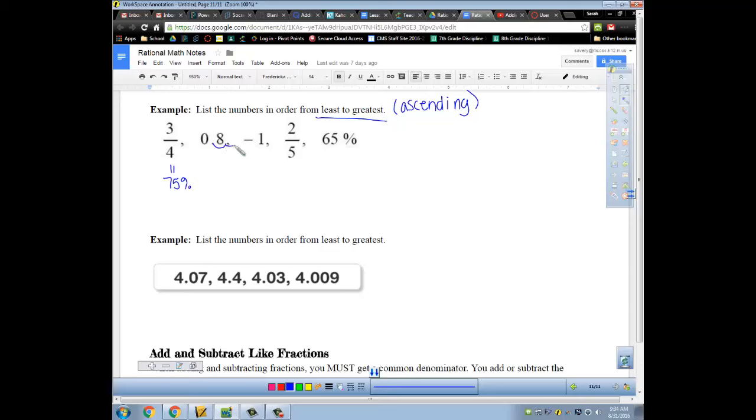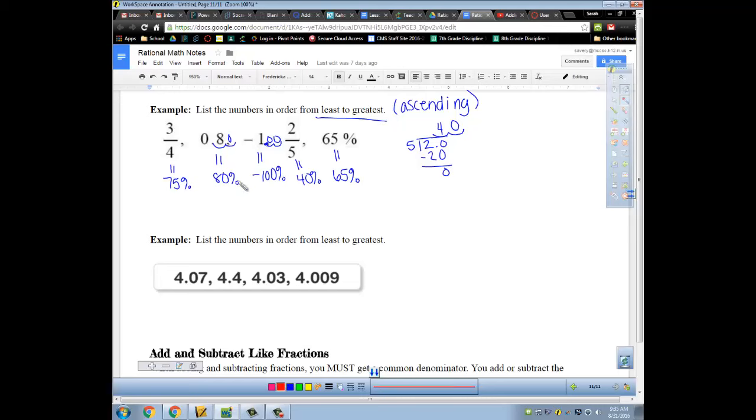0.8, we move the decimal over twice. We have an open spot here, so that is 80%. -1, we have a decimal right here, so we're going to move it over twice to get -100%. Don't forget the negative. 2/5, we could divide to figure out what that is. So 2 divided by 5. 5 doesn't go into 2, so put decimal in at 0. 5 goes into 20 4 times with a remainder of 0. So we're going to take 0.4, move the decimal over twice to get 40%. And then 65% is already 65%.